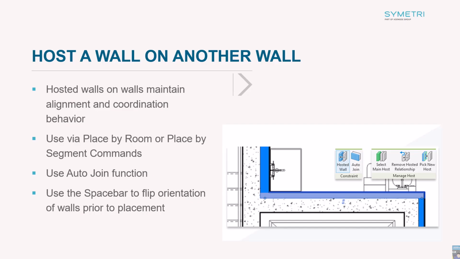You can also place it as the entire room or a segment. You can also have auto join turned on as well. And now you can use the spacebar to flip the orientation prior to placing it on the wall. This is great for interior designers, by the way, and we'll get into the software hopefully, and you can see what's going on.